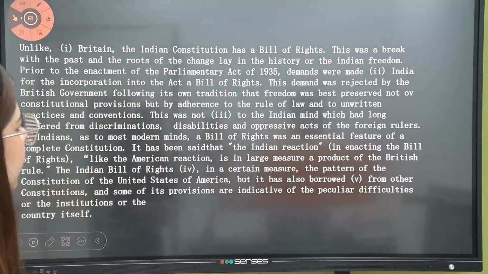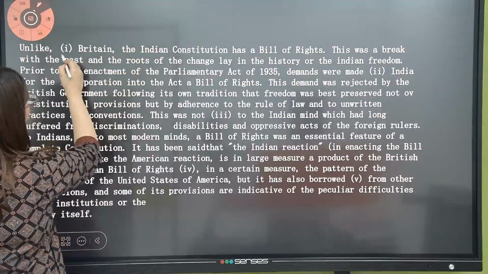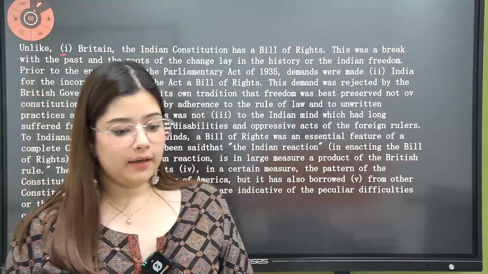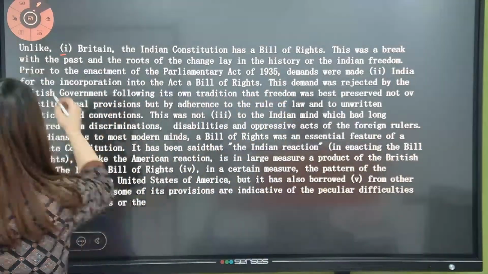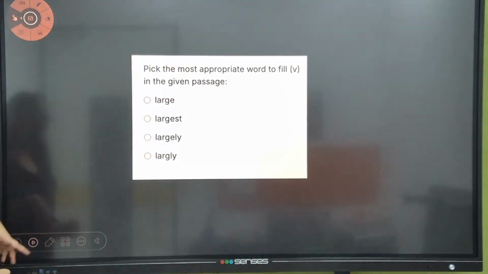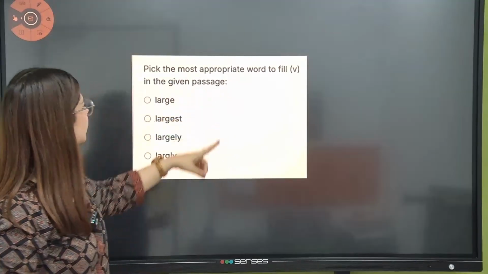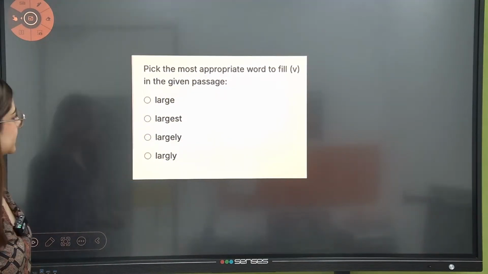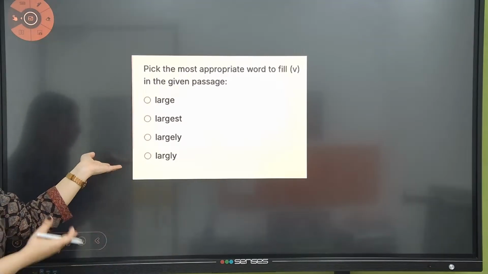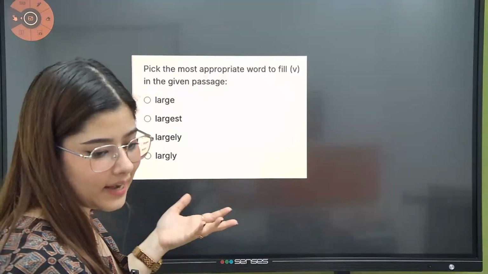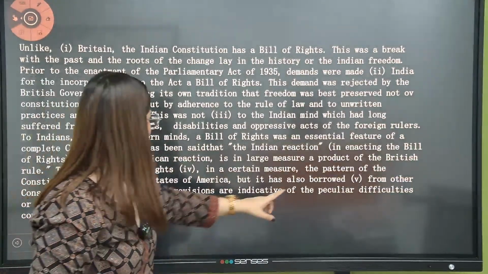Okay, so there are these numbers from 1 to 5 and certain words are missing. You have to place words in places of these numbers. So pick the most appropriate word to fill fifth in the given passage. And the options are large, largest, largely, and something that looks like largely. Okay, fifth. Let's have a look. Where is fifth? Okay, here.